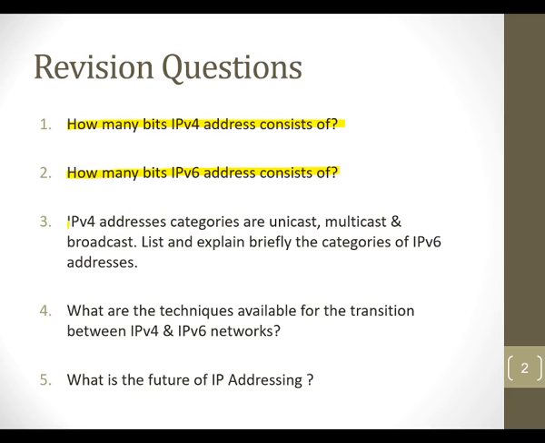IPv4 address categories are unicast, multicast, and broadcast. List and explain briefly the categories of IPv6 addresses. What are the techniques available for the transition between IPv4 and IPv6 networks? And the last question, what is the future of IP addressing?